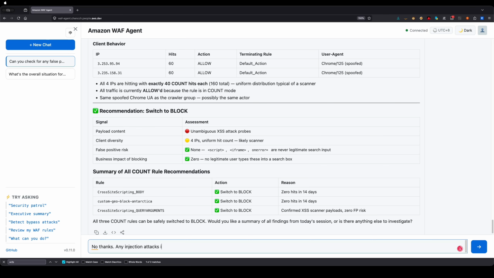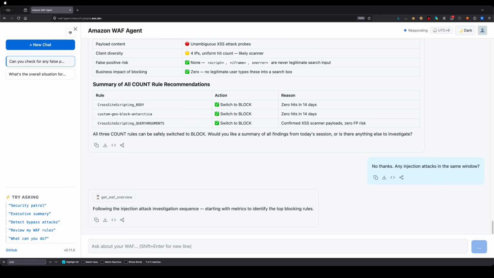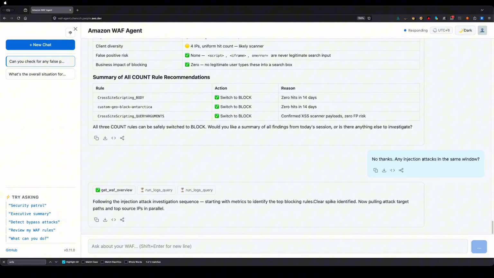Last scenario today, injection attack analysis. The agent starts with CloudWatch metrics to see which rule is firing the most. After that, it hits the logs for 2 things at once: which paths are getting attacked and where the traffic is coming from. The pattern looks the same across the paths and IPs, so now it zooms in on the top source IP to profile it.